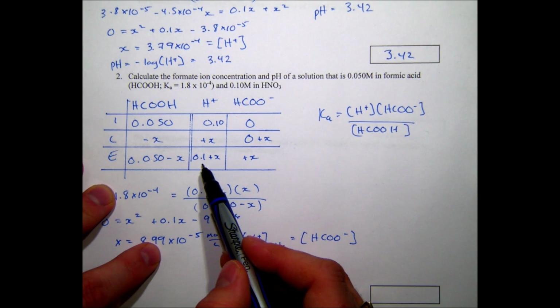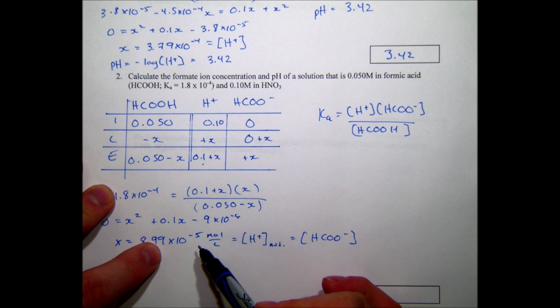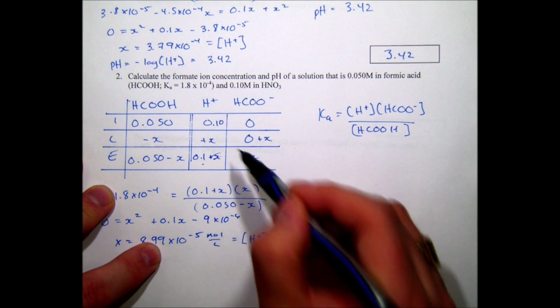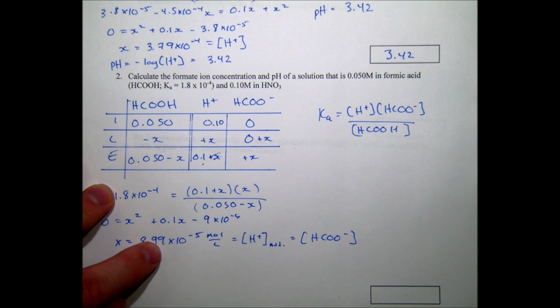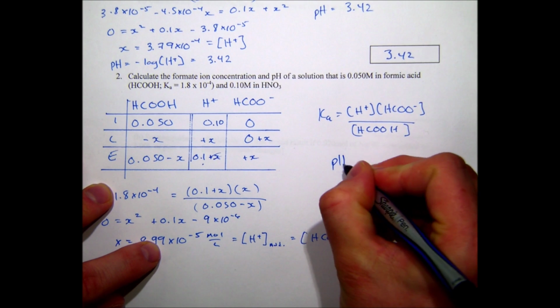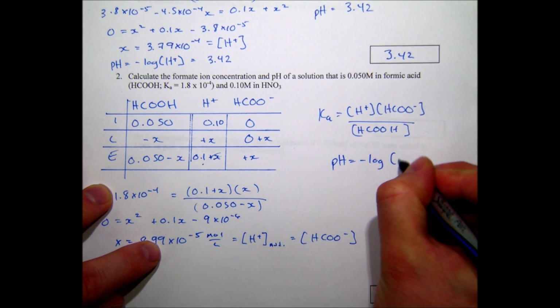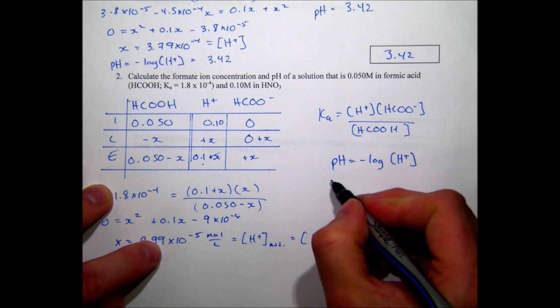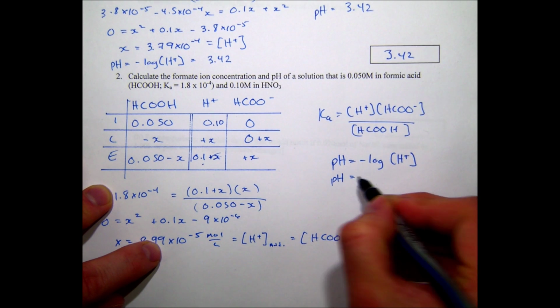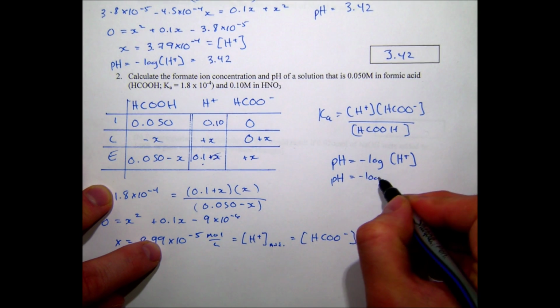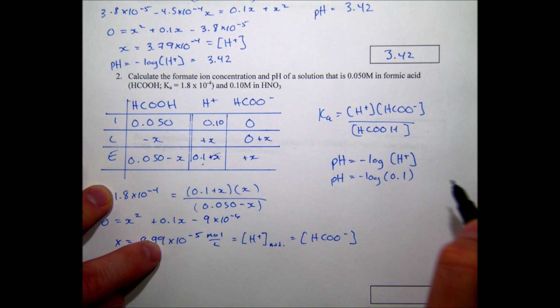So if I have 0.1 and I'm adding 10 to the negative 5, then realistically I probably could have ignored that. So the pH is equal to the negative log of the concentration of H plus. The pH in this case is equal to the negative log of 0.1.